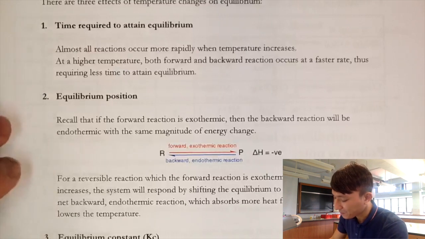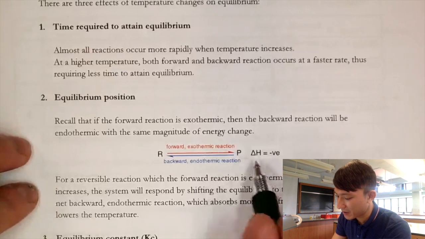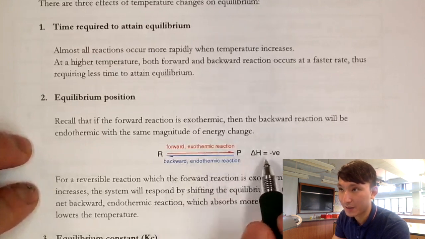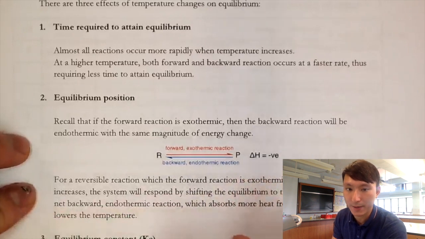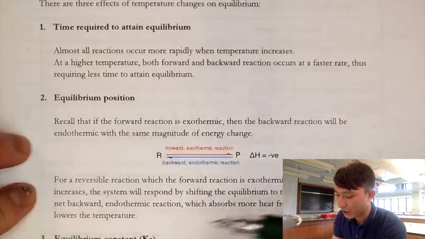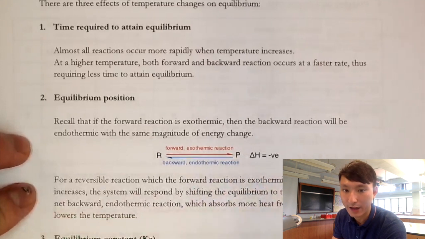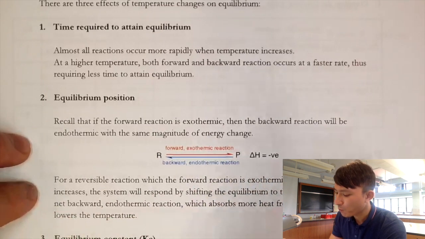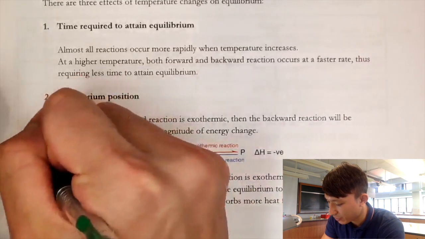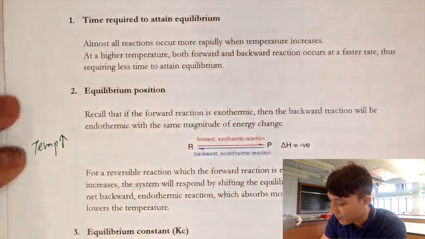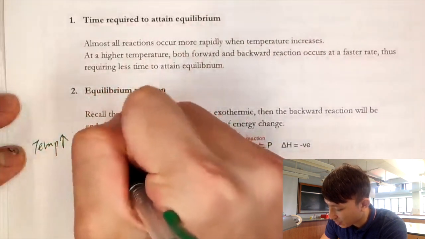Now think about it. If there is a system like this and it says delta H is negative, that means the forward reaction is exothermic. Now if the forward reaction is exothermic, then the backward reaction must be endothermic, all right? Now thinking about this, let's just say temperature increases, so Le Chatelier's principle wants the temperature to decrease, right?